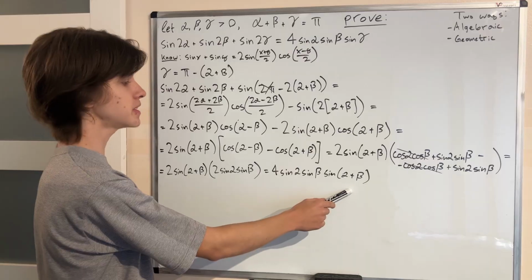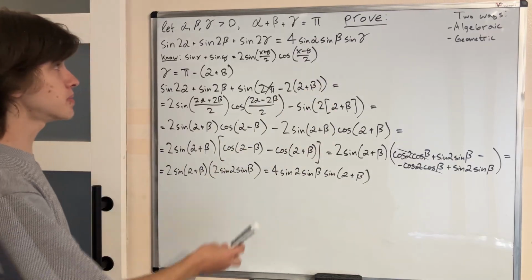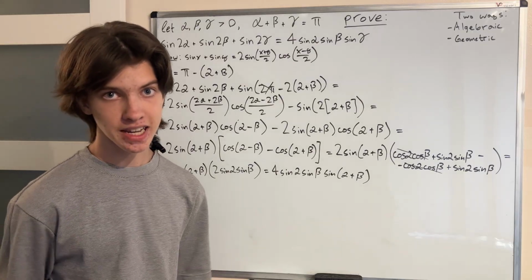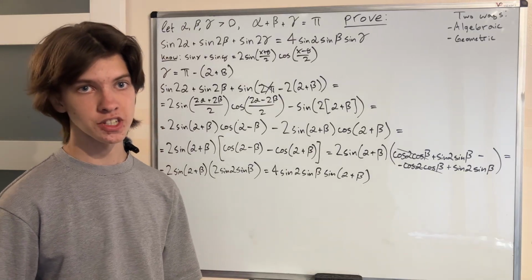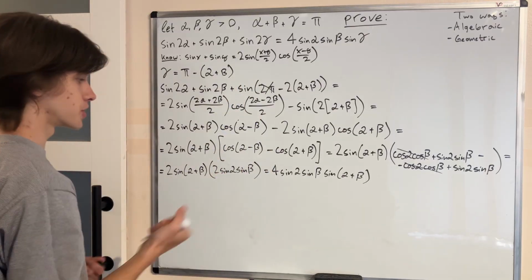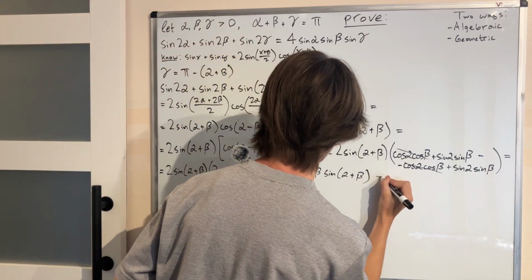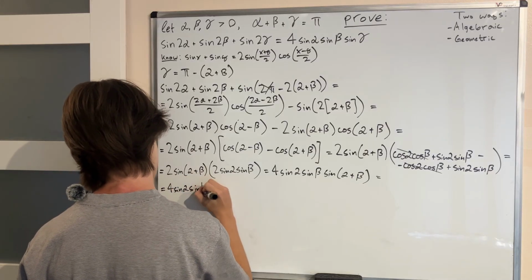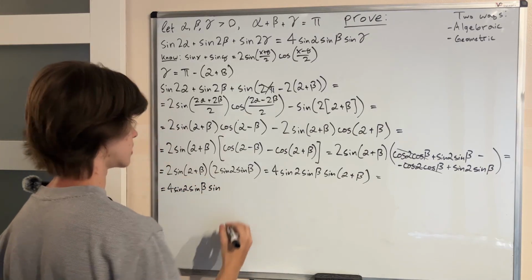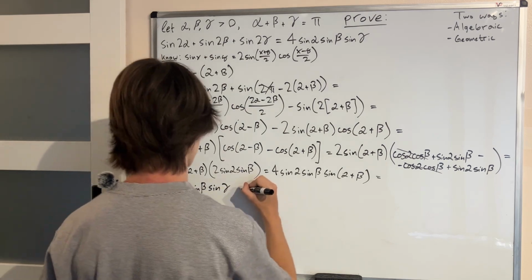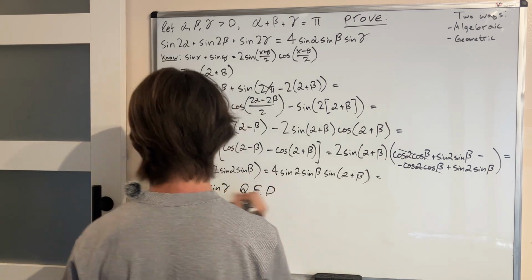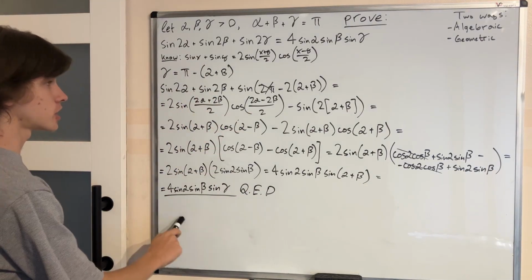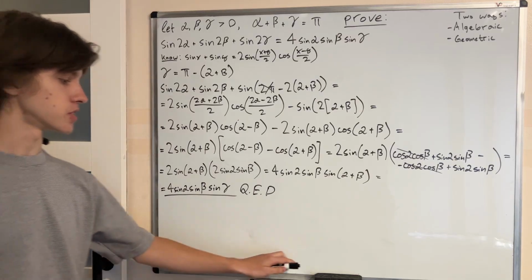Just here we have an alpha plus beta instead of a gamma. But look, alpha plus beta is equal to pi minus gamma from our condition. And as we know, the sine of pi minus x is equal to the sine of x. That includes gamma. So this is basically just equal to 4 times the sine of alpha times the sine of beta, and then times the sine of pi minus gamma, which is equal to the sine of gamma. And we are done with the direct algebraic proof, because we have shown that our sum of sines from the start is equal to this 4 times the product of sines.